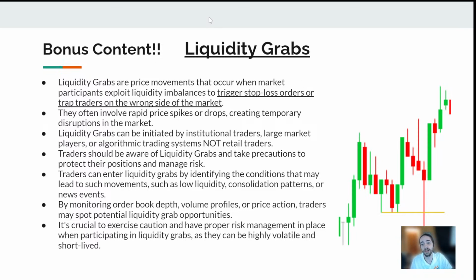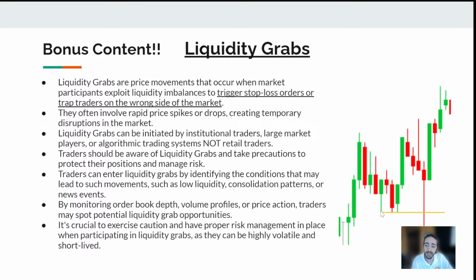Liquidity grabs are price movements that occur when market participants exploit liquidity imbalances. This is basically to trigger stop loss orders or trap traders on the wrong side of the market. They often involve rapid price spikes or drops, creating temporary disruptions in the market.